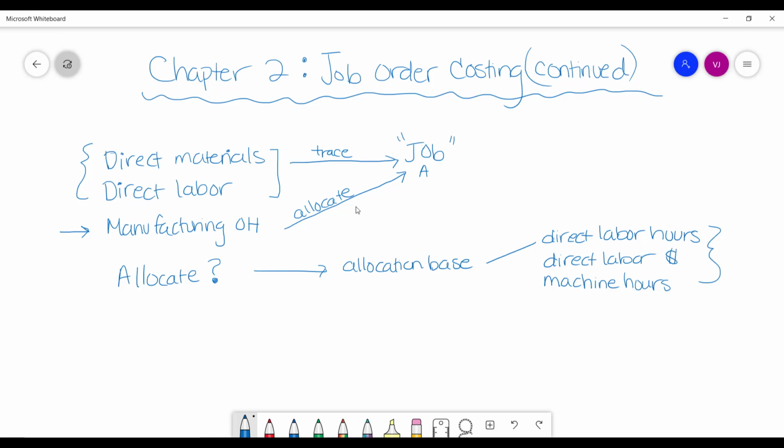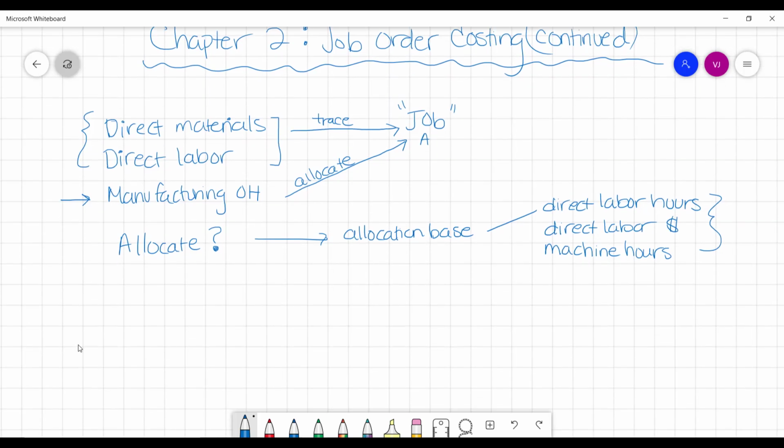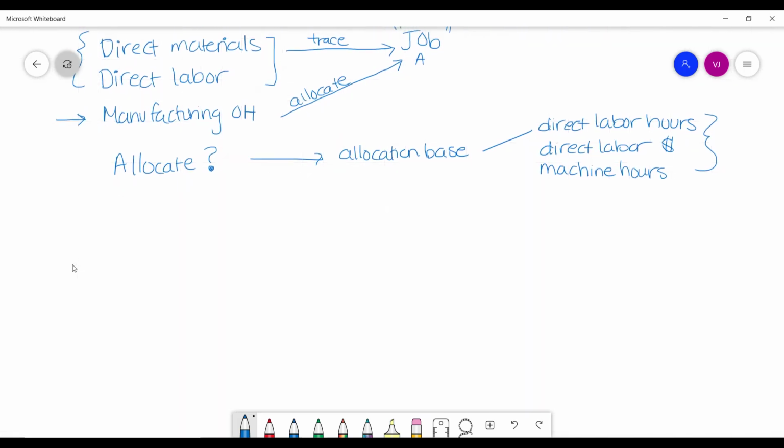Okay, and again, why do we even need to use an allocation base? Remember, manufacturing overhead consists of costs that are difficult or impossible to trace to a job. And manufacturing overhead is going to consist of many different kinds of things, like we said, a plant manager's salary or the grease used on machines. Okay, well, if we need an allocation base, that's one thing, but still, how do we go about that?